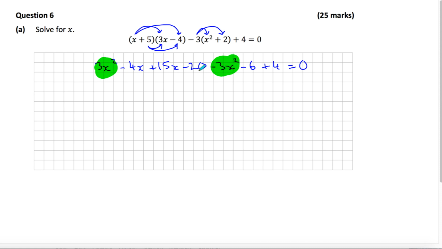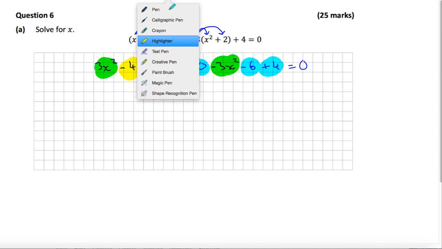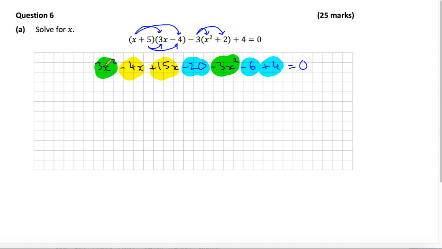So we've got x squared terms there and there. We've got x terms here, here, and that's it. And then we have the constants there, there, and there. So we're going to combine the same colors. So 3x squared minus 3x squared, well that just gives you 0. Minus 4x plus 15x, so that's 15x minus 4x, another way to look at that is 11x. And then we've got minus 20 minus 6 is minus 26, plus 4 is minus 22.